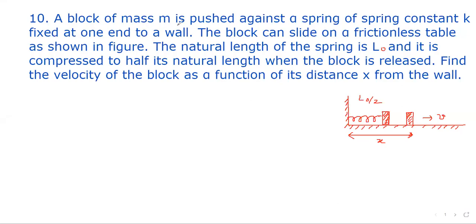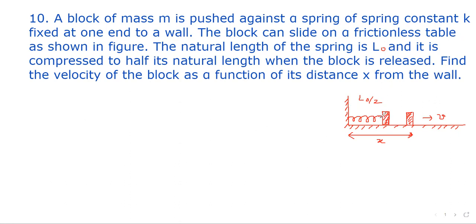A block of mass m is pushed against a spring of spring constant k fixed at one end to a wall. The block can slide on a frictionless table as shown in the figure. The natural length of the spring is L0 and it is compressed to half of its natural length when the block is released. Find the velocity of the block as a function of its distance x from the wall.